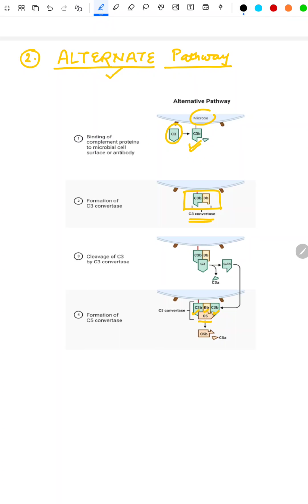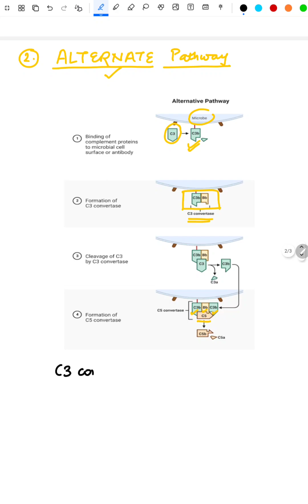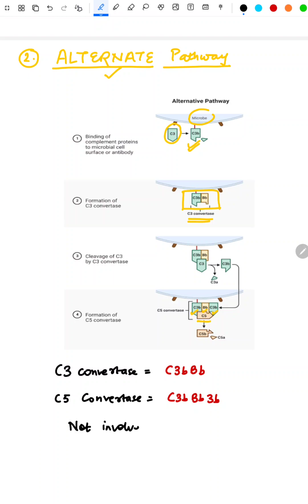So under the alternate pathway, the C3 convertase is different. And what is the C3 convertase? It is C3b, Bb. And what is the C5 convertase? It is C3b, Bb and 3b. Which complements are not involved in the alternate pathway? So C1, C2 and C4, these are not involved in the alternate pathway.